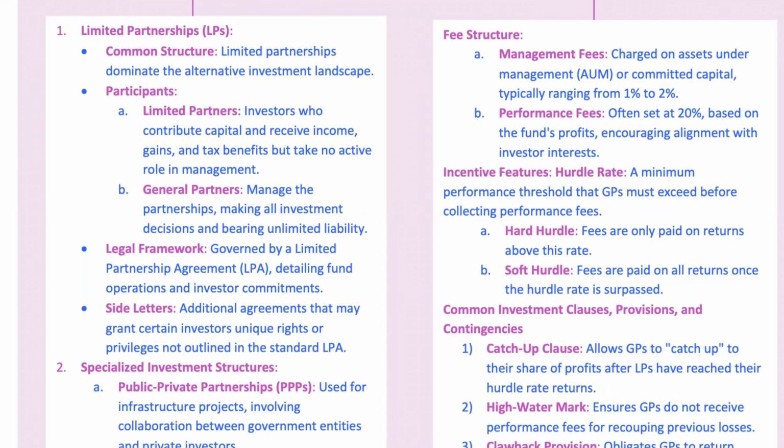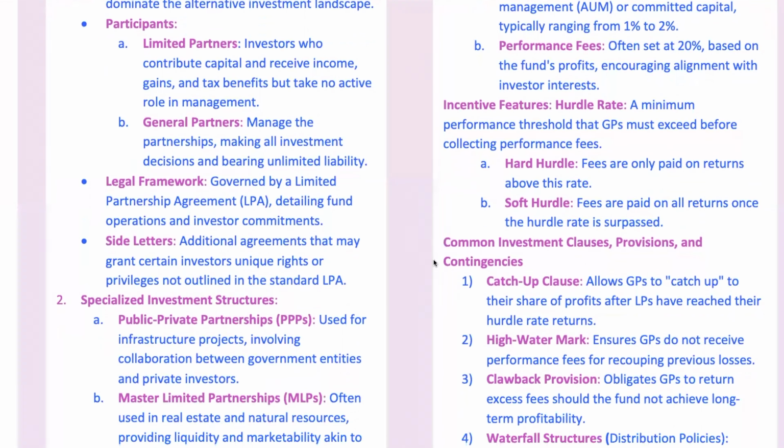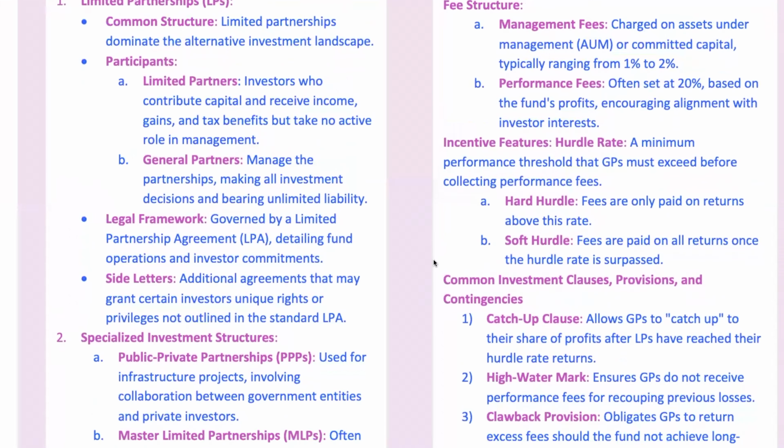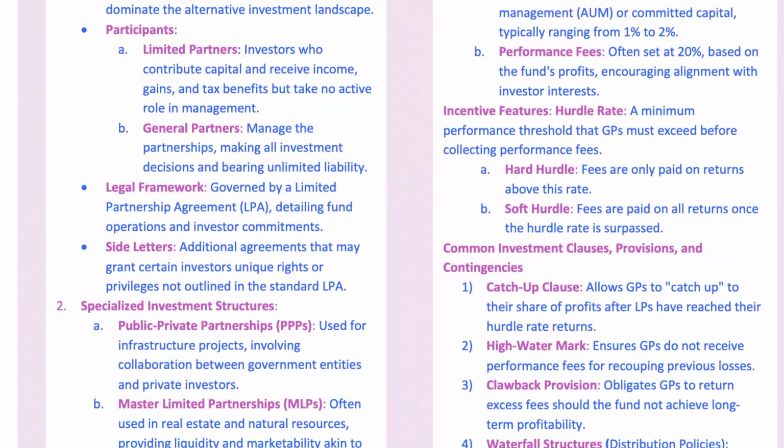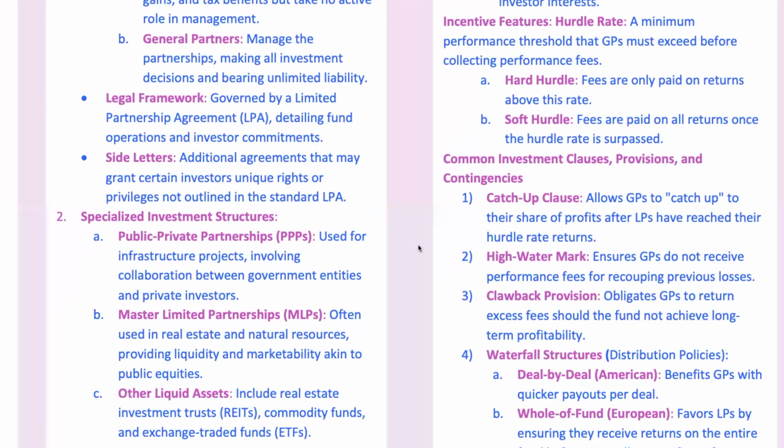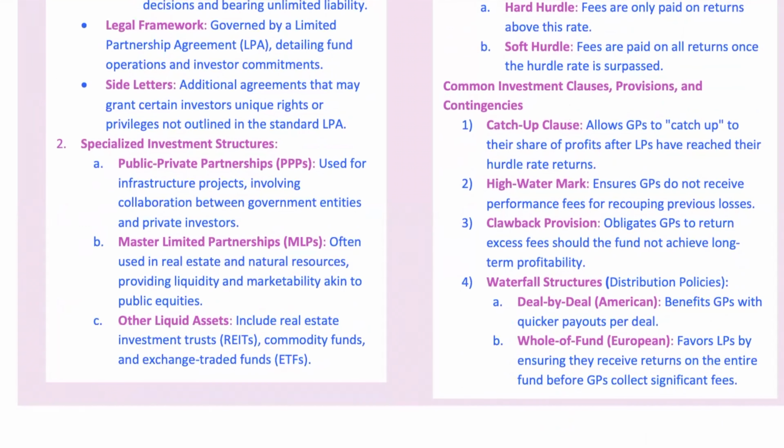In a European-style waterfall, the GP doesn't get any performance fee until you, the LP, get all your money back, plus that 8% preferred return across the entire fund. Not just one good deal. But once that hurdle is cleared, the catch-up clause comes into play. This clause allows the GP to catch up and take 100% of profits for a little while until they've earned their full 20% share overall. It's like giving them a fast lane temporarily after you've already been made whole.